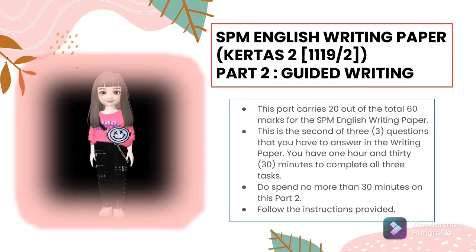Okay, remember that the guided writing section in part 2 of your paper 2 carries 20 out of the total 60 marks for the SPM English writing paper, and this is the second of 3 questions that you have to answer in the writing paper. So you have 1 hour and 30 minutes to complete all 3 tasks. Do spend no more than 30 minutes on this part 2, and you also have to follow the instructions provided.